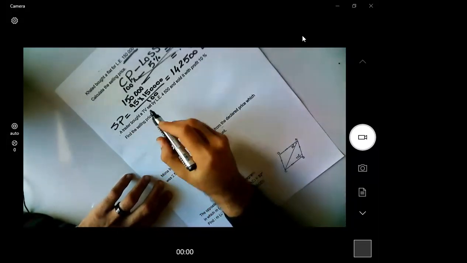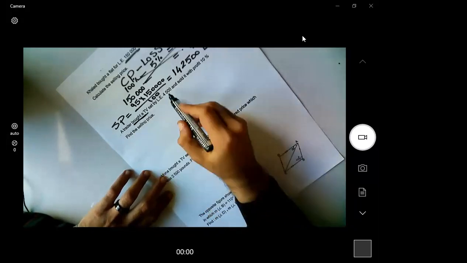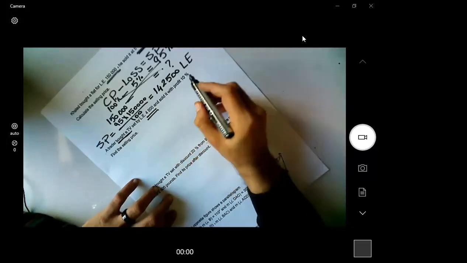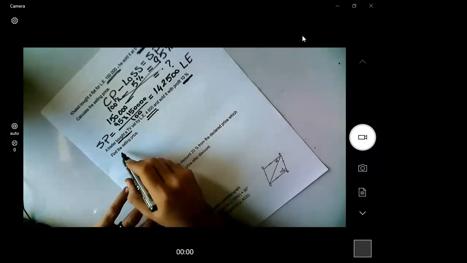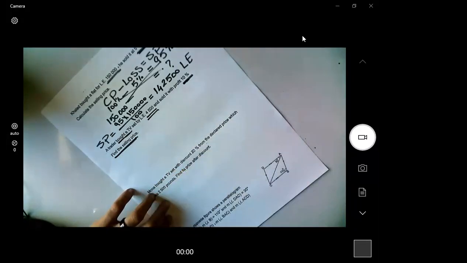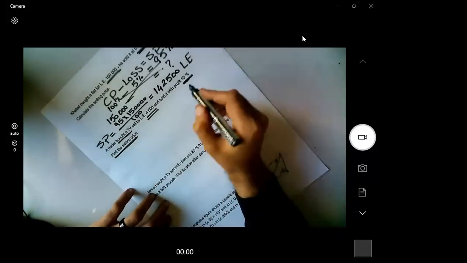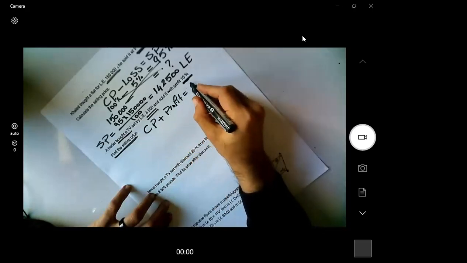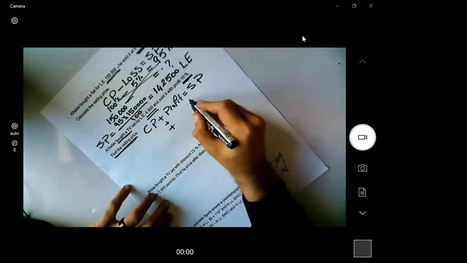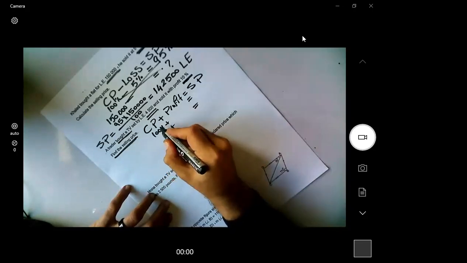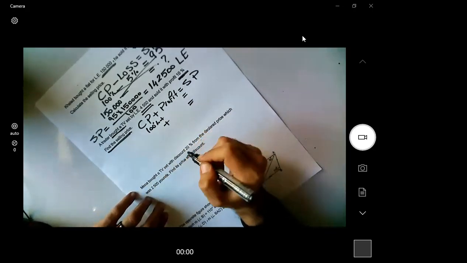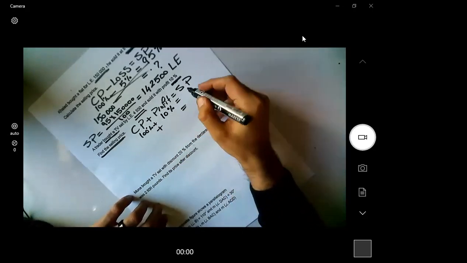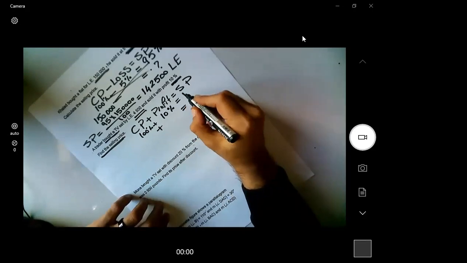A trader bought a TV set for 4,500 and he sold it with a profit of 10%. We need to find the selling price. We put cost price plus profit equals selling price. Line for the percentage, line for the real: 100% cost price, 100 plus 10, the profit was 10%, so the selling price would be 110.